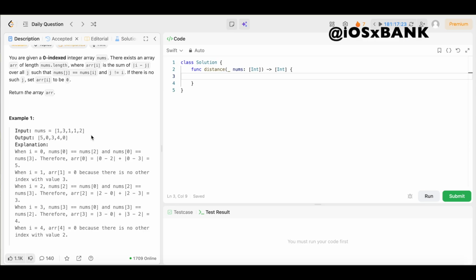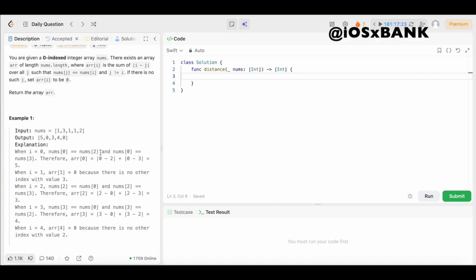Then it says therefore R of 0 is equal to... remember, this was nums of 0. Now we're looking at R of 0, which is our output. So R of 0 is equal to the absolute value of 0 minus 2. We get the absolute value of 0 minus 2 because nums of 0 is equal to nums of 2. So that's where this 0 and 2 comes from. We get the absolute value of that, which is 2.